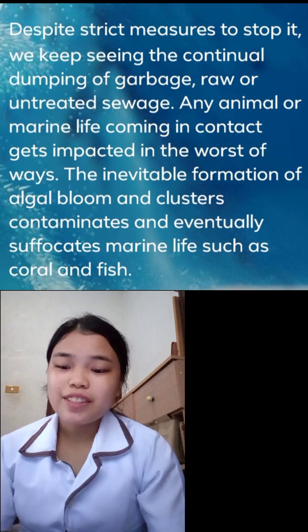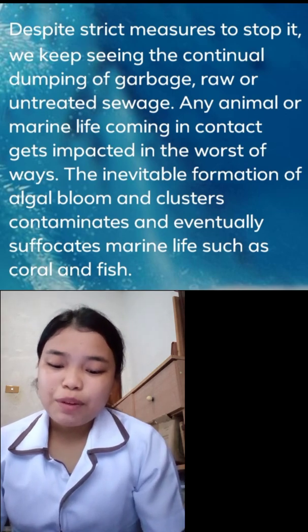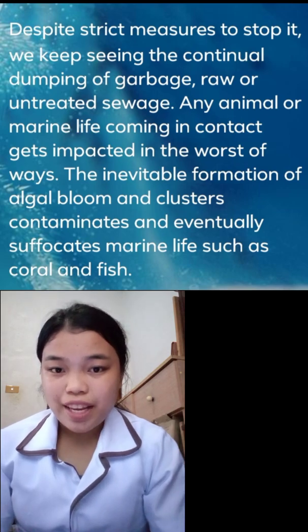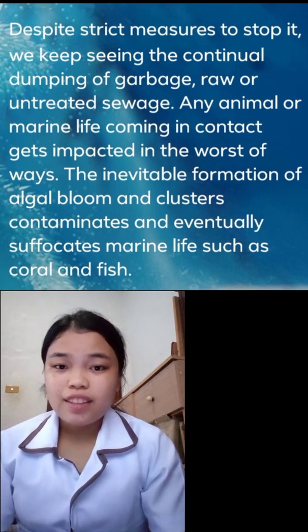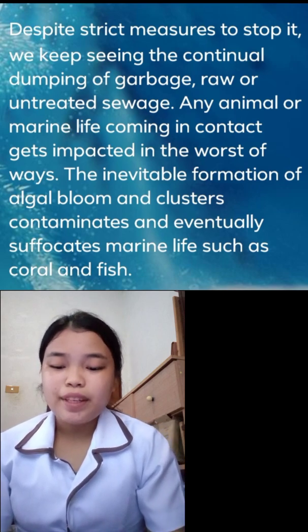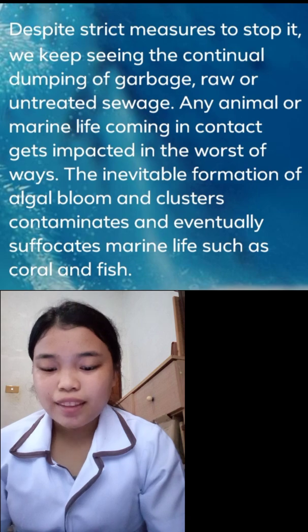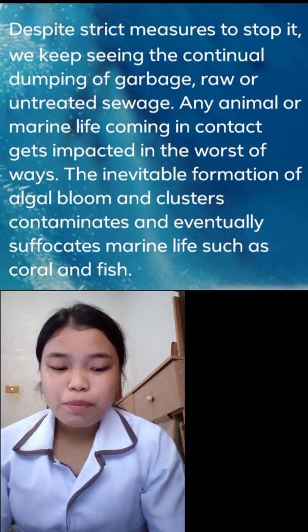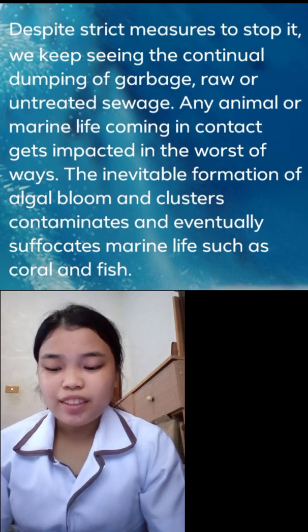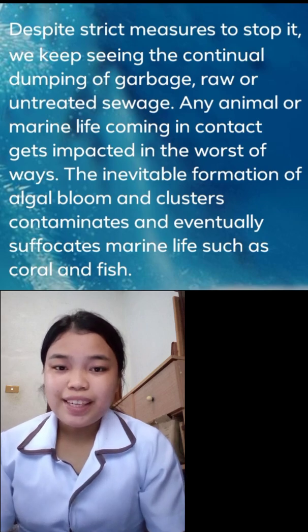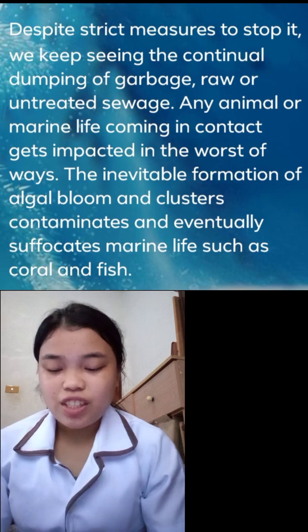Despite strict measures to stop it, we keep seeing continual dumping of garbage and raw or untreated sewage. Any animal or marine life coming in contact gets impacted in the worst of ways. The inevitable formation of algal bloom and clusters contaminates and eventually suffocates marine life such as coral and fish.